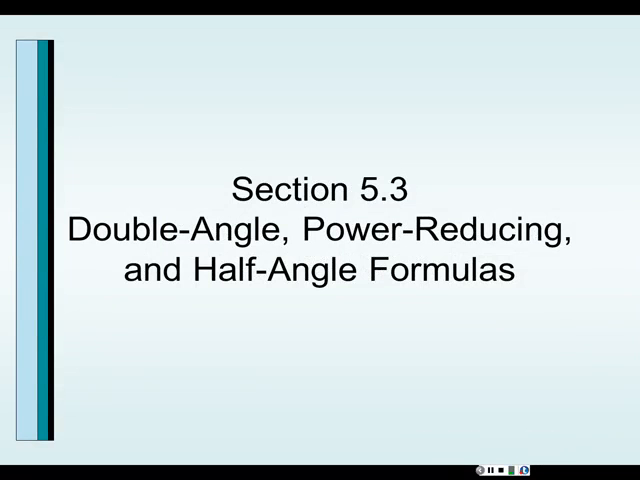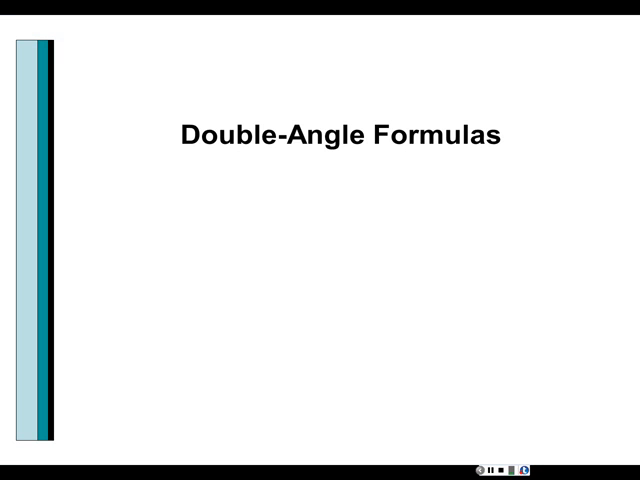So in section 5.3, we'll be talking about some new formulas. These formulas will cover the double angle, power reducing forms, and then half angle formulas. And we'll see how we can apply these formulas as well. Some of these formulas are straightforward from the last formulas that we have, like cos alpha plus beta, sin alpha plus beta, or tan alpha plus beta. Then let's look at the formulas for the double angle first.